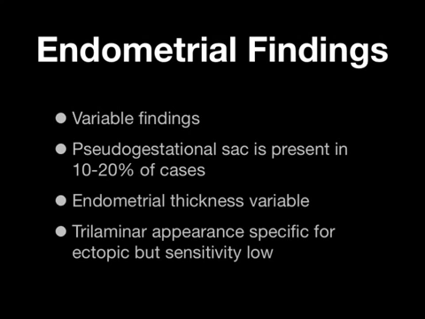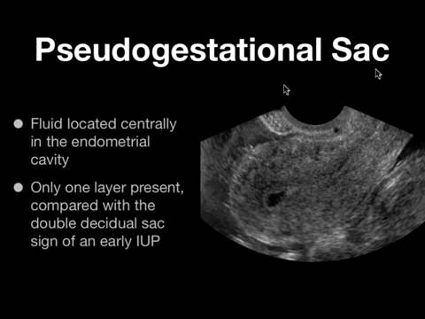However, a trilaminar appearance of the endometrium is highly specific for the diagnosis of an ectopic, but the sensitivity is low, so if you see it, this should point you towards the diagnosis of an ectopic pregnancy. Here's a patient with a pseudosac. You can see here's the endometrial stripe, and this is literally in the middle of the cul-de-sac, and this is just a decidual cast from the hormonal reaction from the ectopic pregnancy.